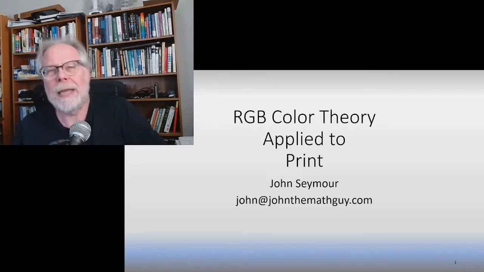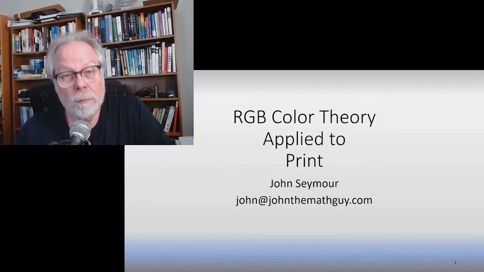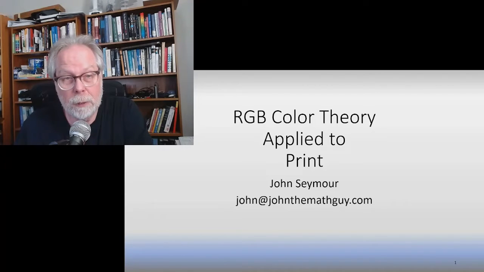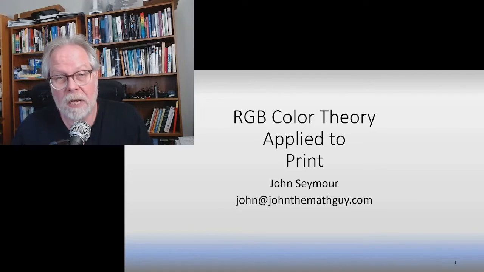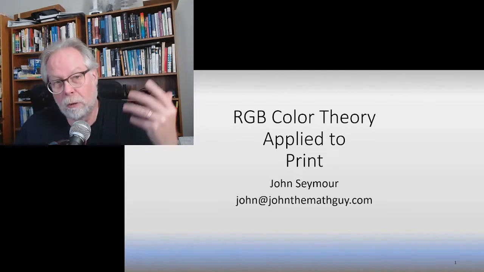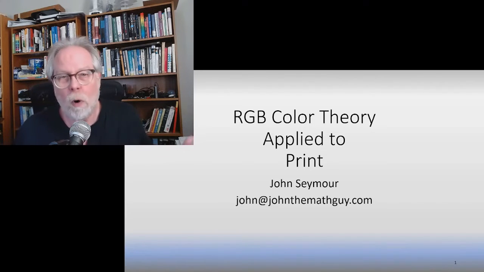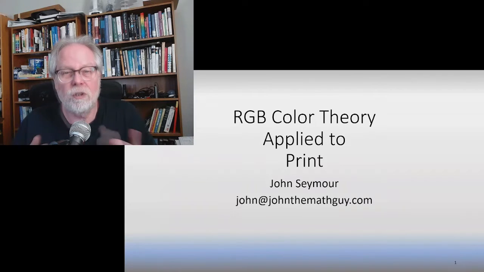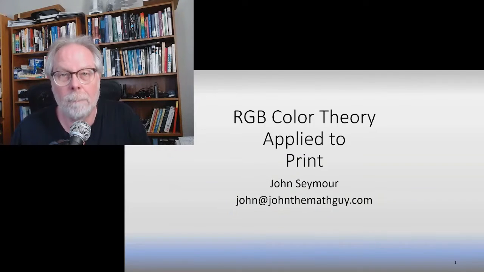Okay, so our last lecture was about RGB color theory. Red, green, and blue being the components of light. Everything we see, be it from a computer monitor, be it looking at an apple, whatever, is a combination of red, green, and blue light. And the color that we see depends upon how much of each of those three components is there.